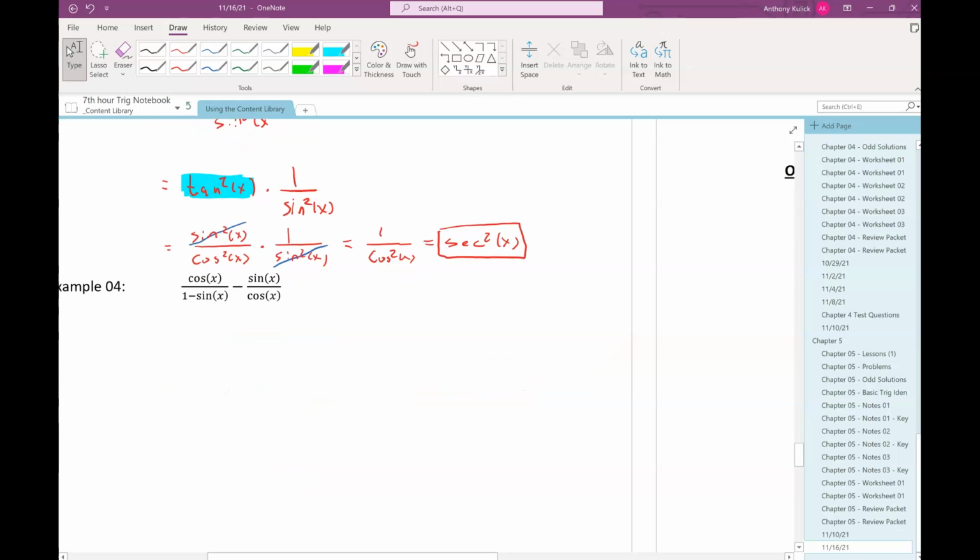Okay. Let's look at the next one. Again, I like to start by looking for any algebraic things to do. So here we have cosine x over 1 minus sine x minus sine x over cosine x.